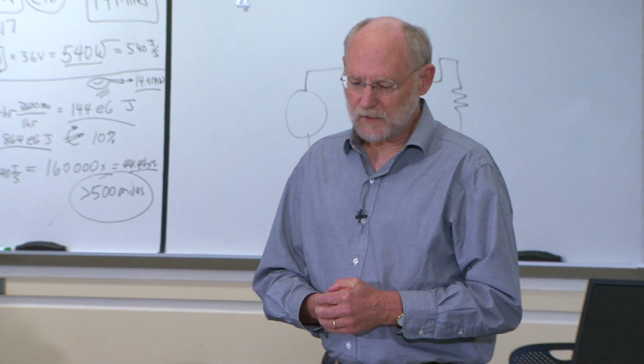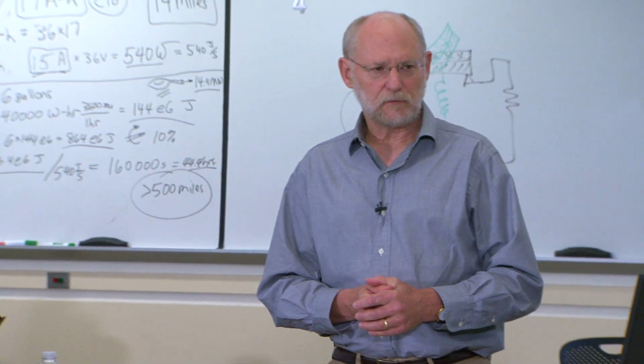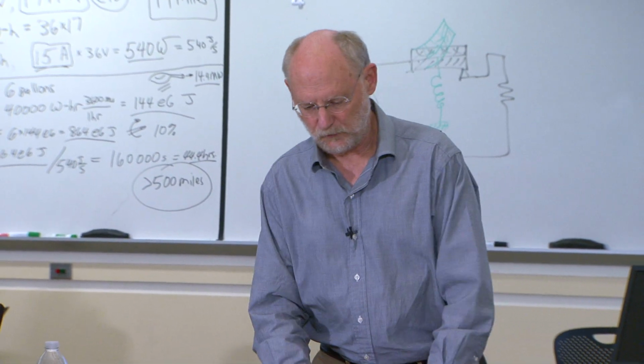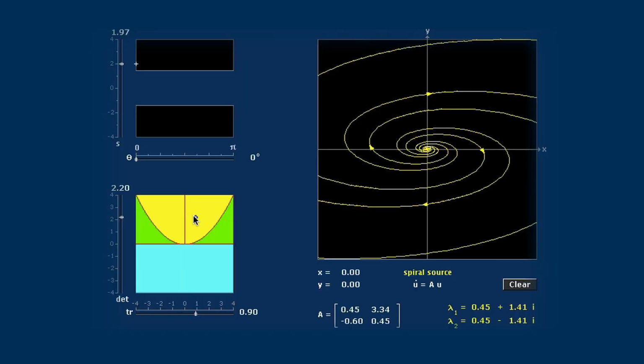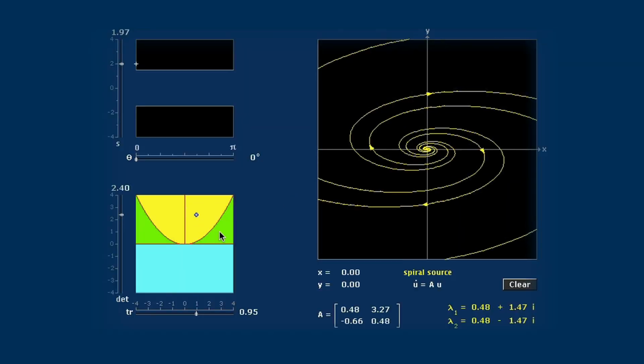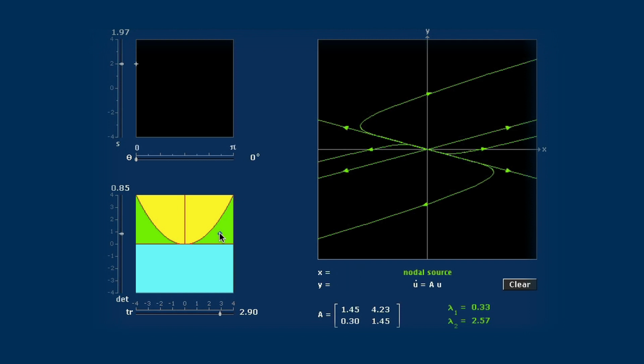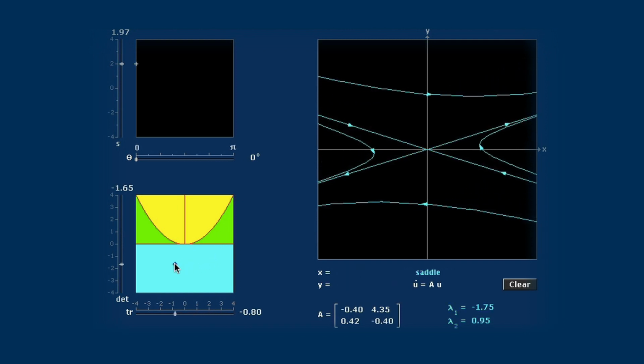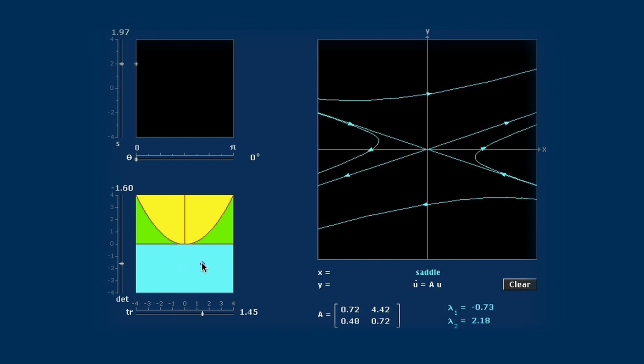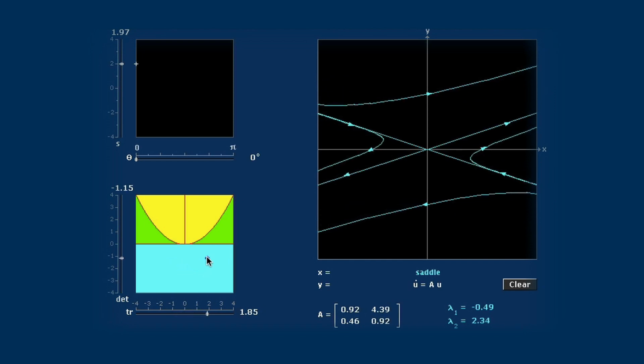And when you do it, you find that different kinds of functions get involved in the solutions. For example, these spirals involve sines and cosines. These nodes down here do not. They just involve exponentials, and the saddles just involve exponentials. And so students are prone to think that these are completely different situations with no relationship to each other.